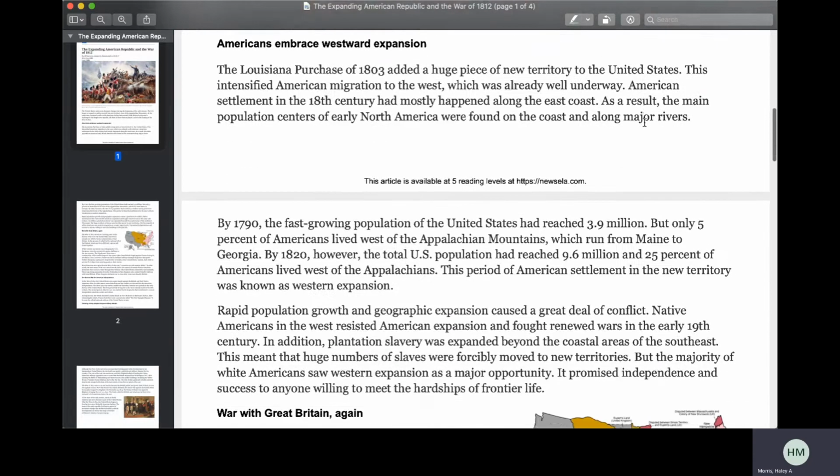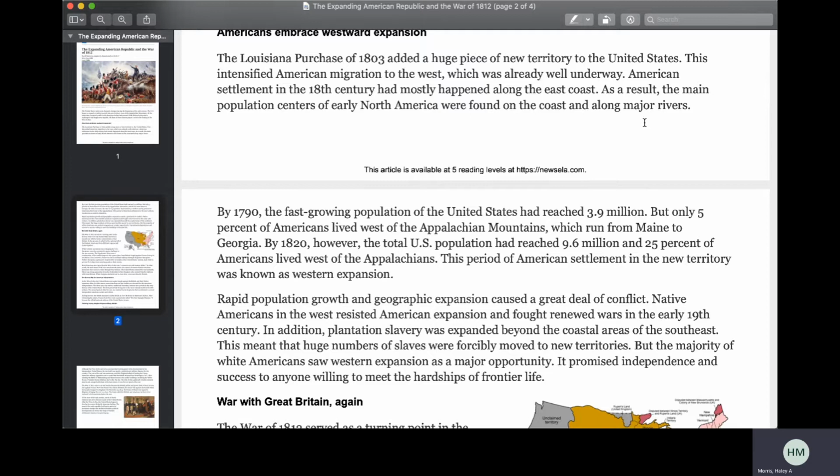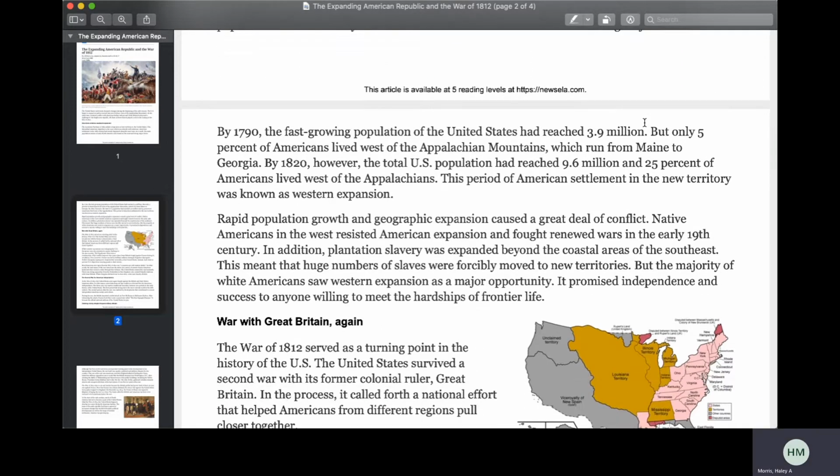The Louisiana Purchase of 1803 added a huge piece of new territory to the United States. This intensified American migration to the West, which was already well underway. American settlement in the 18th century had mostly happened along the East Coast. As a result, the main population centers of early North America were found on the coast and along major rivers. By 1790, the fast-growing population in the United States had reached 3.9 million, but only 5% of Americans lived west of the Appalachian Mountains, which run from Maine to Georgia.